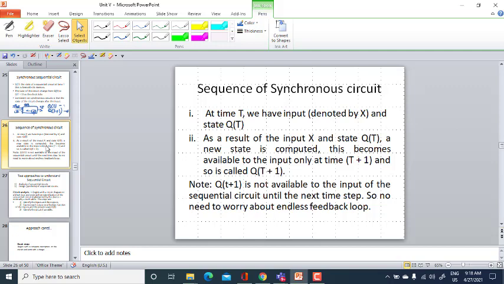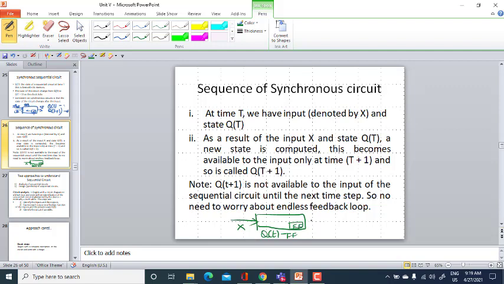So in what sequence will your synchronous circuit work? At time t, for any sequential circuit, we have an input x. At time t, the state is said to be Q of T, and keep in mind, this Q of T will be there in the flip flop, where the flip flop is one of the components of your sequential circuit.